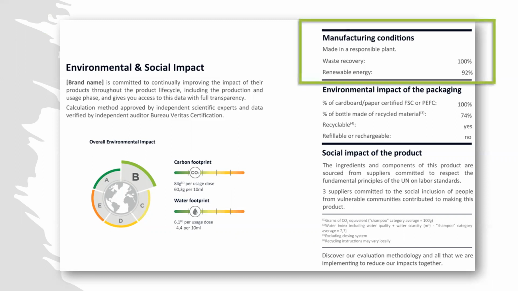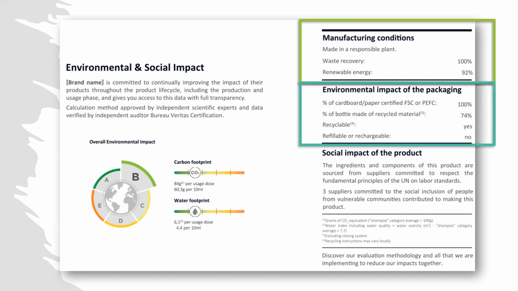And then it has these other sections to the side. First, we have this section of manufacturing conditions. The manufacturing conditions are considered if a site is continuously reducing its CO2 emissions, water consumption, and waste production, as well as contributing to local employment. So this is quantified as the waste recovery and quantified as the renewable energy sourced during the manufacturing process.